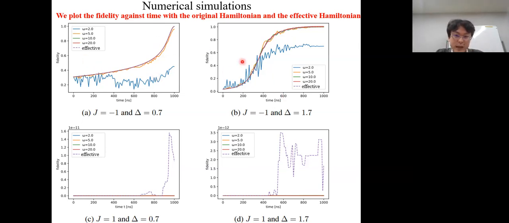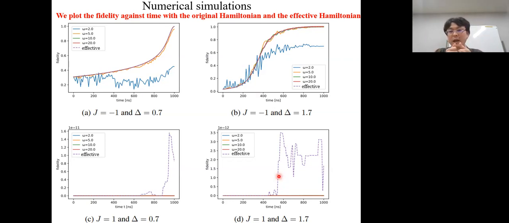Here and here, our proposal seems to be successful in the sense that fidelity is almost one. However, in this case and this case, fidelity is almost zero, like 10 to the power of minus 11, 10 to the power of minus 12. So in these cases, our scheme actually fails.